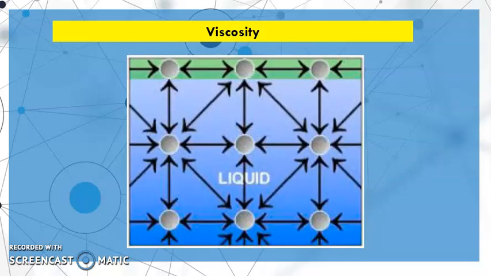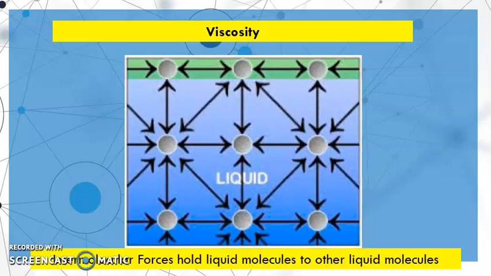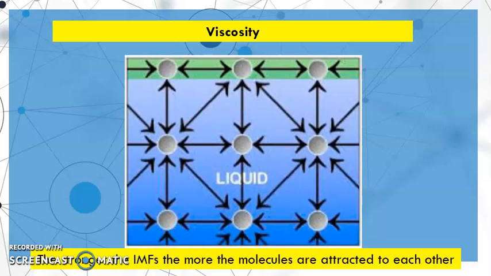Speaking of that sticking to itself, here's a great picture to kind of explain what creates this thickness of a solution. It's important to remember that the particles on the inside of a liquid are attracted to each other by intermolecular forces. When these intermolecular forces are strong, the particles are going to be very attracted to each other. And if they're very attracted to each other, that's going to create a very viscous solution. So in this case, the stronger the intermolecular force, the thicker or more viscous the solution will be.